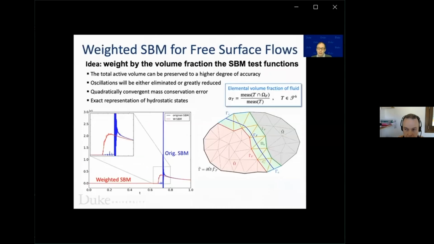The key idea, which I don't have the time to describe here in detail, but I am delivering a 20-minute presentation with all the details, is to weight the variational formulation with the elemental volume fraction of the fluid. Using this approach and developing the variational equations, we were able to drastically reduce pressure oscillation, if not completely remove it.